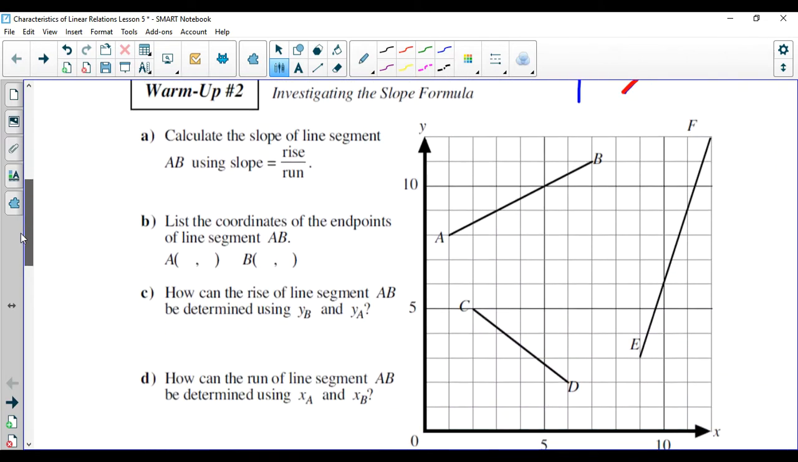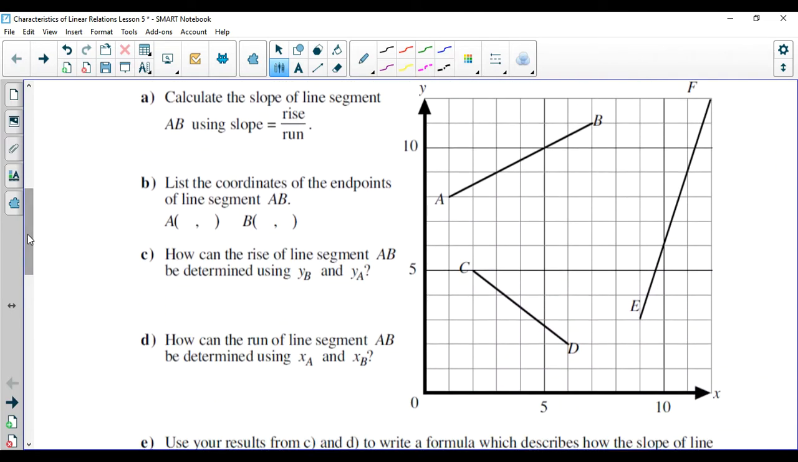Okay, now what we're going to do is use our rise over run formula, and utilize that to derive an actual mathematical equation that we can use to calculate the slope without actually having to look at this visually. So part A says calculate the slope of line segment AB using slope equals rise over run. Okay, so first of all let's draw the slope triangle. So my slope triangle would start at this endpoint and go across, and then it would go vertically upward.